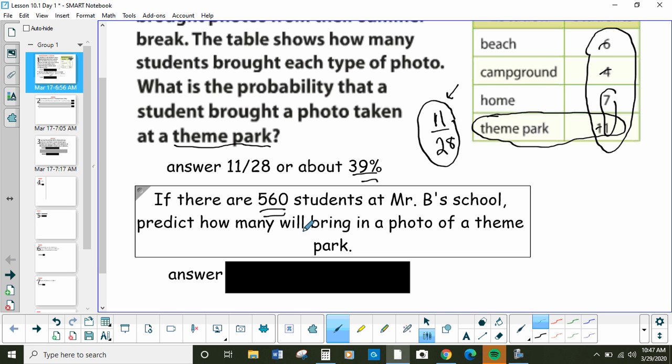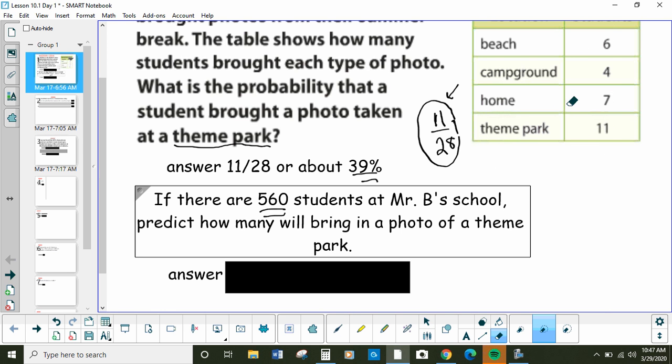How can we use the probability of this sample to figure out how many people, if there was a lot of people, right? We don't want to actually question 560 students. We can randomly take, and it has to be random or else the data won't be accurate, right? You can randomly take people, completely random, and find the probability for that sample and use that to predict what the probability would be for everybody or for a larger group.